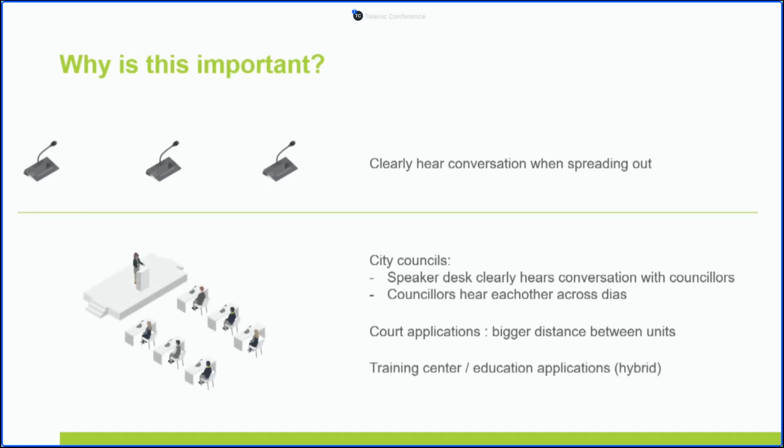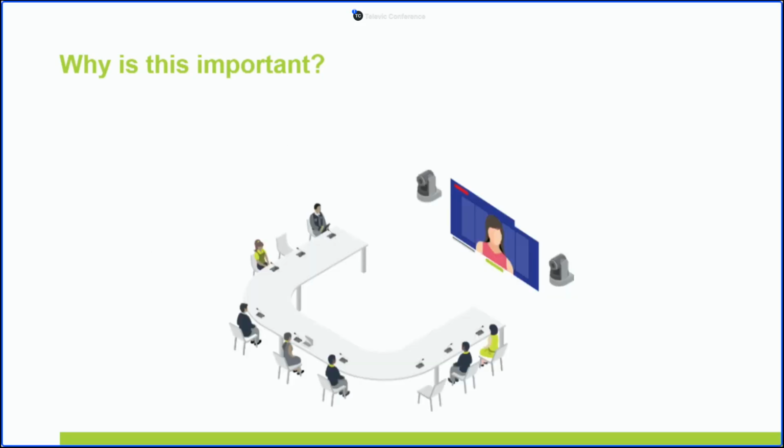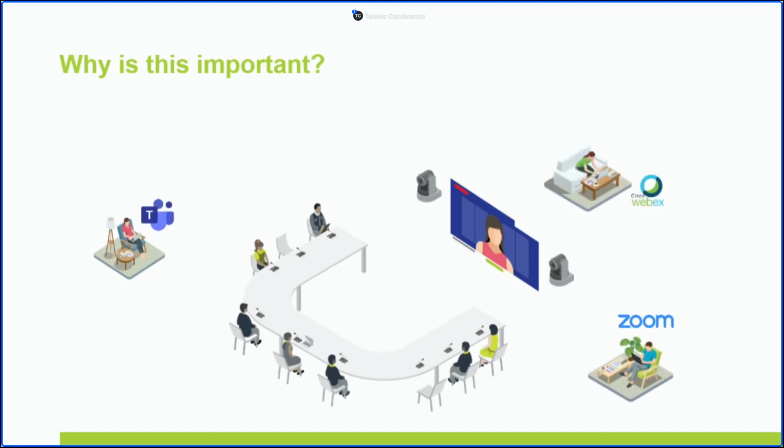Another use case is training centers or education applications, where the discussion units are placed further away from each other. But recently, the most important use case is, of course, when you combine this with hybrid meetings. When somebody is sitting at home using any of the remote platforms, and you are speaking, you want to have a natural conversation. And when, for example, a speaker in the room has an active microphone, you want to be able to hear the others in the room, but also the other one speaking at home.